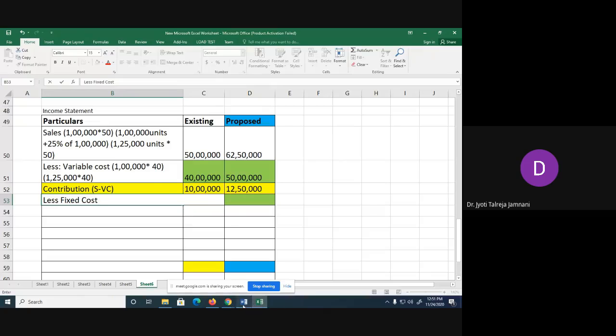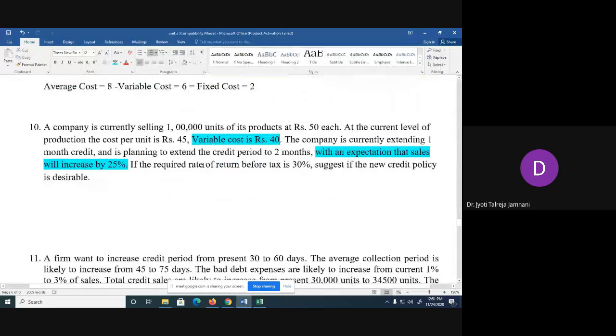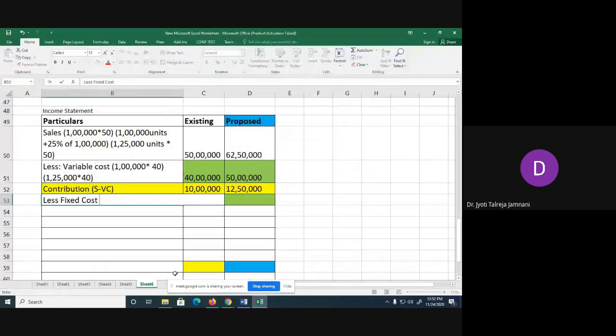Okay, let's see if they've given the fixed cost value. Just see here, they have not mentioned anything about the fixed cost, but they have said that at the current level of sales, the cost is rupees 45 per unit. So that is nothing but the average cost. From this, the variable cost is 40. So how do I find the fixed cost? I'll do average cost 45 minus variable cost 40 to get the fixed cost. How much? 45 minus 40? 5. Okay, so the fixed cost is 5 rupees.